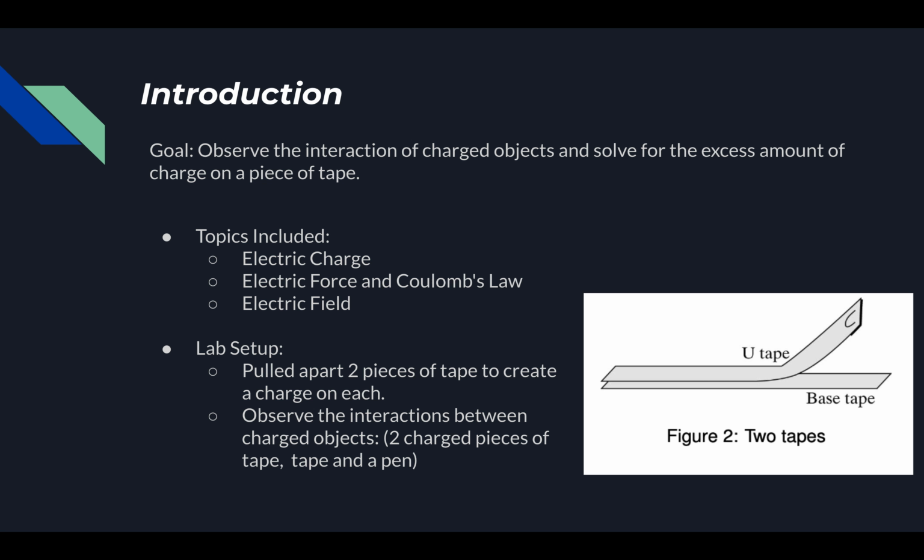So in the lab, we set the lab up by having two initially neutral pieces of tape be pulled apart, and then they became charged. So in this lab, I refer to the upper piece of tape as the U tape, and that actually became negatively charged because there's an excess amount of electrons on its surface, while the base tape had a deficiency of electrons because it becomes positively charged when you rip them apart.